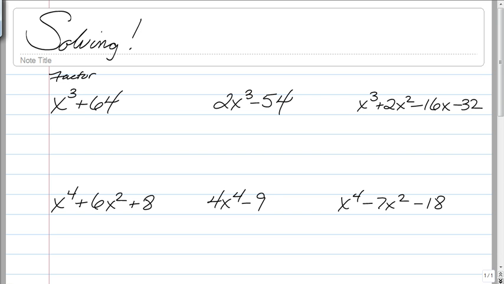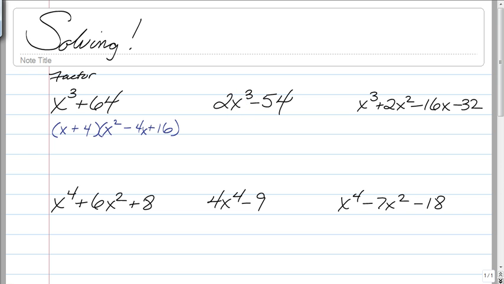First way we have is a sum of cubes. If you remember from our last video, this is just a small set and a large set. Same sign, opposite sign, plus sign. The cube root of x cubed is x. The cube root of 64 is 4. Square your x, you get x squared. Square the 4, you get 16. And 4 times x is 4x. And that'll take care of the first one.